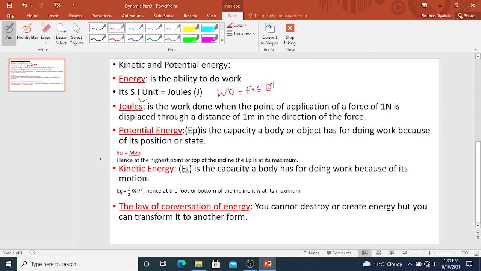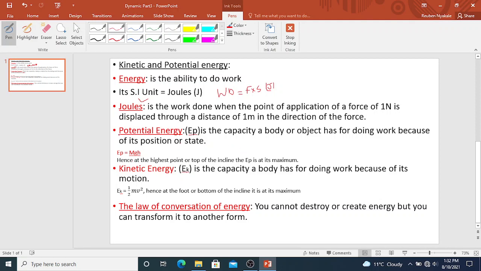Then we have two types of energies that we'll be working with in our dynamics. The first one is potential energy, denoted as EP, is the capacity a body or object has for doing work because of its position. Now, because of what? Because of its position. Another definition of potential energy would be that it's a stored energy at a certain position.